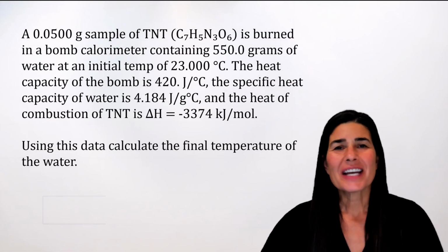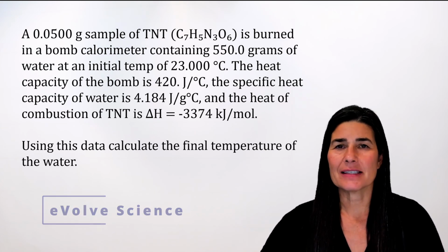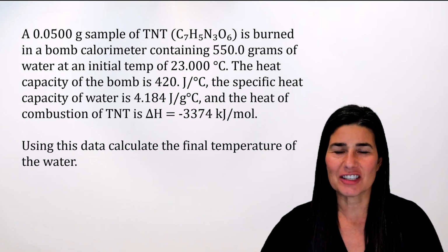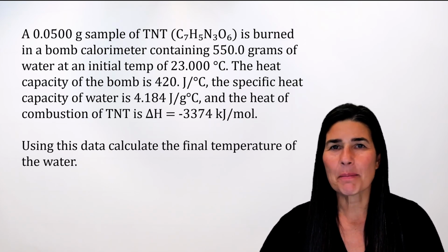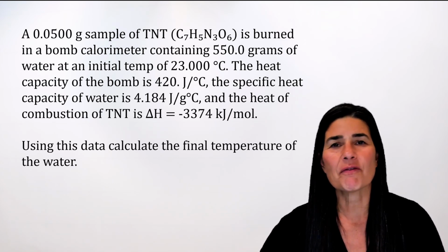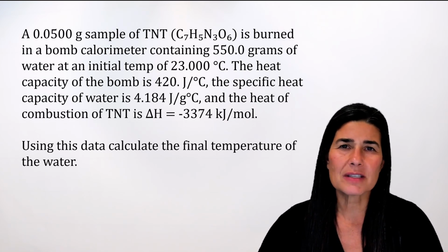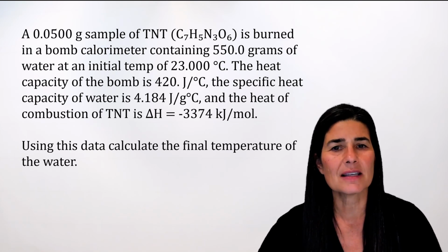All right, let's try this variation. Here they tell us that a 0.0500 gram sample of TNT, trinitrotoluene, is combusted inside a bomb calorimeter that contains 550 grams of water. Now, the initial temperature of our calorimeter and water is 23 degrees Celsius.